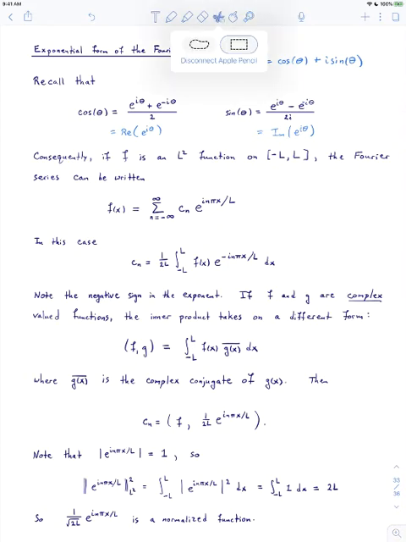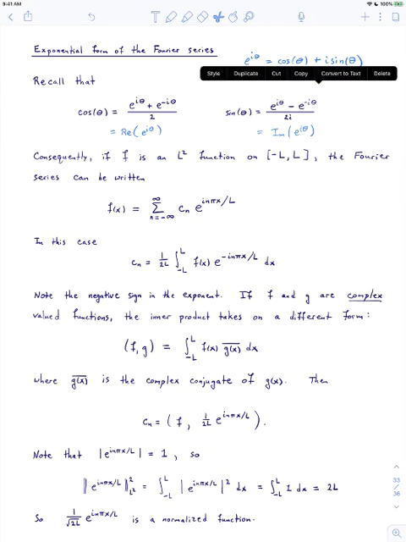Let's see if I can just fix that. There we go. I think that's a little bit more visible now. Okay, so the point is that you can write cosine and sine in terms of complex exponentials.